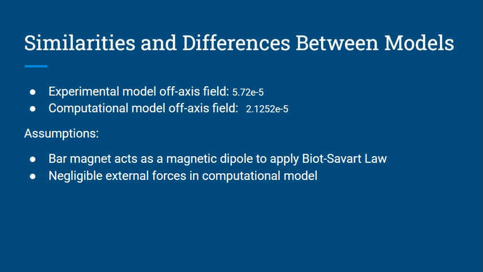So some similarities and differences between the models. For the experimental model off-axis field, we got 5.72 times 10 to the negative 5. And then for the computational model off-axis field, we got 2.12 times 10 to the negative 5. For the assumptions that we made, we said the bar magnet acts as a magnetic dipole to apply the Biot-Savart law, and we also said that there are negligible external forces in the computational model.